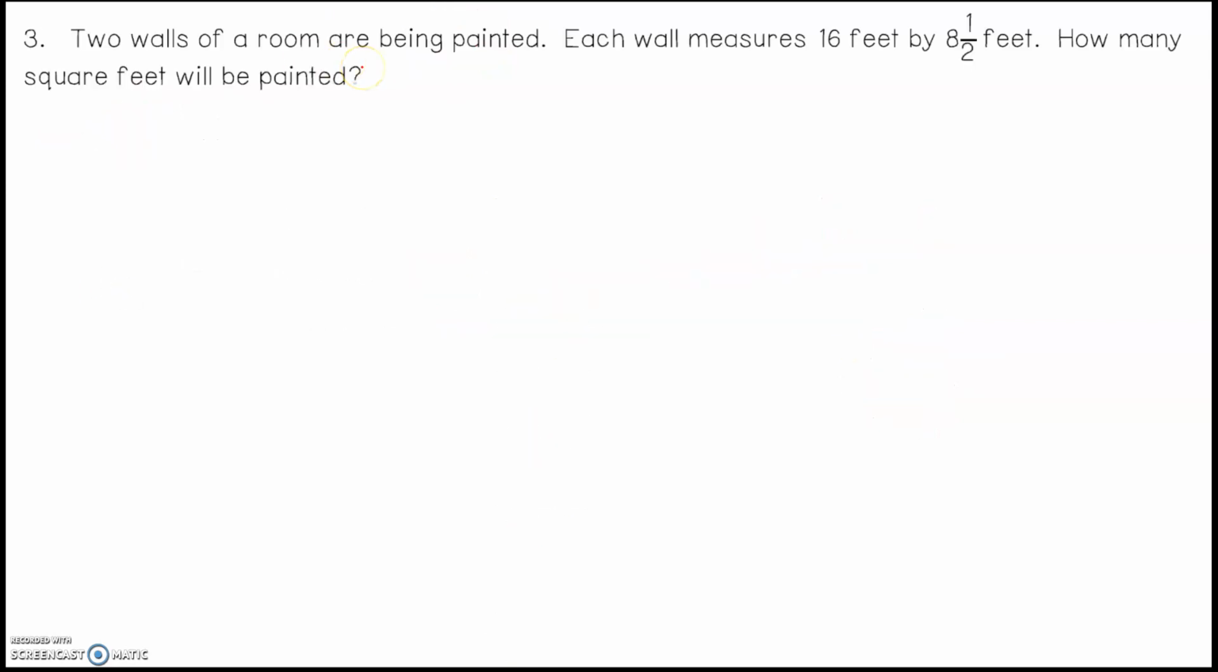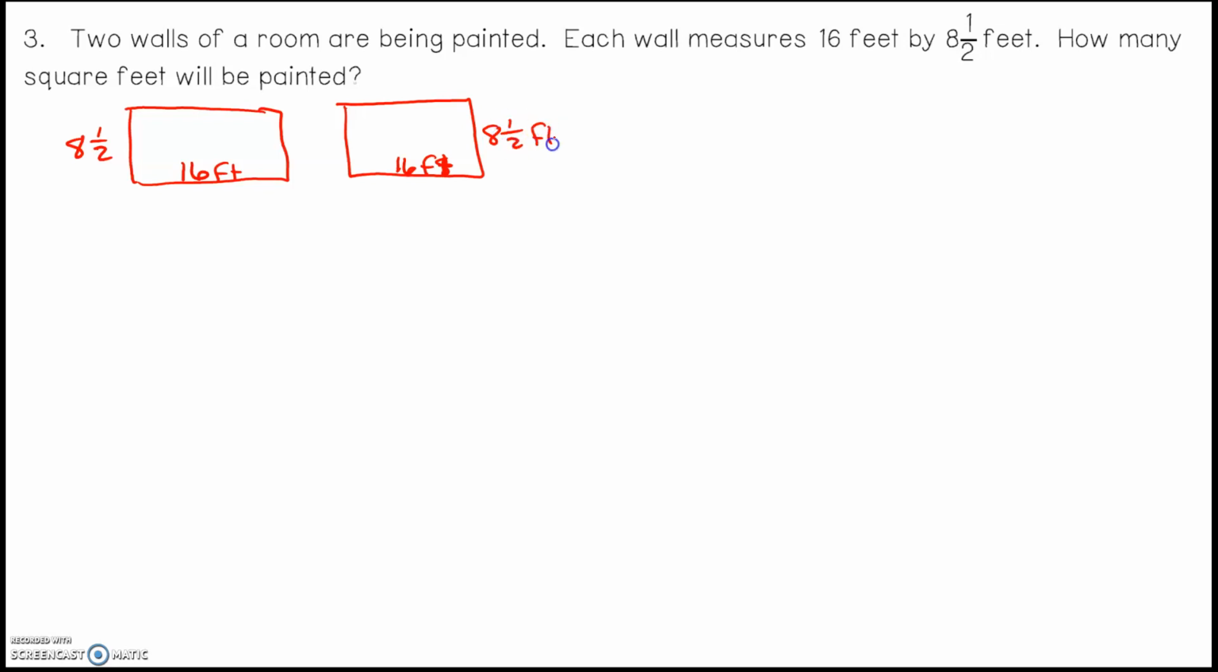Okay, 2 walls of a room are being painted. So I'm going to draw each wall. And we know that they measure 16 by 8.5 feet. So 16 feet, 16 feet. And then we have 8.5 and 8.5 feet. We can go ahead and change this into an improper fraction again. So 2 times 8 is 16 plus 1 gives us 17 halves. So that's what that changes into.